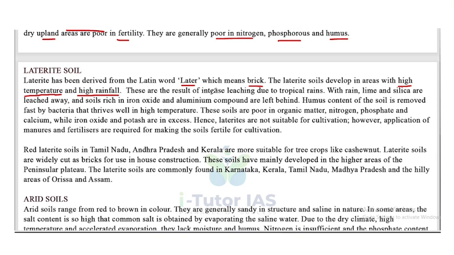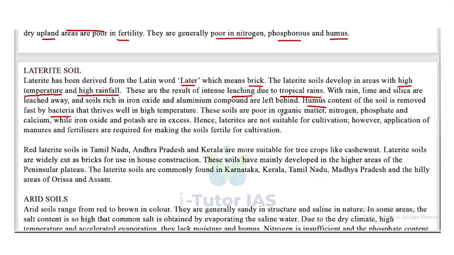These are the result of intense leaching due to the tropical rains. Okay, so these soils are the result of intense leaching due to the tropical rains. With rain, lime and silica are leached away, and soil rich in iron oxide and aluminum compounds are left behind. The humus content of the soil is removed fast by bacteria that thrive well in high temperature. Okay, so the humus content of the soil is removed by the bacteria.